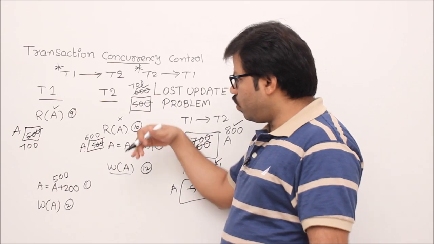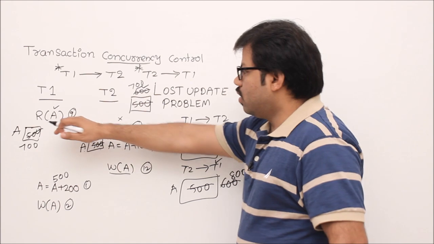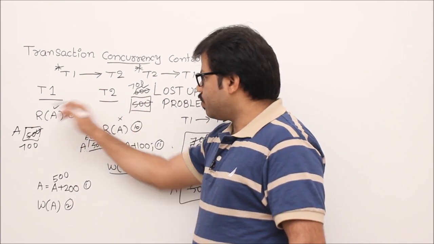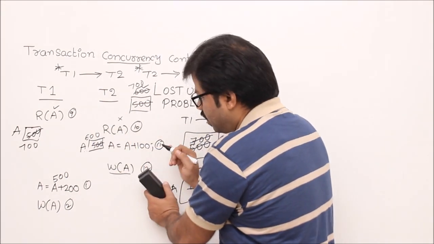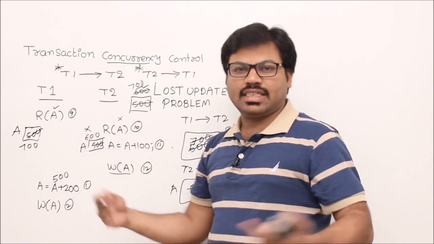So finally, if you do the post-mortem, you understand why you got this problem. T1 was not at all observing this one. T1 took some value. After that, when entire T2 has been done, then T1 is updating. So this entire updation of T2 has been lost.